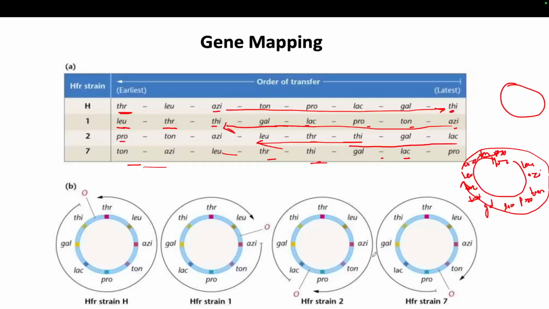If you see here, every strain has threonine, leucine, azi, ton, proline, lac, gal, threonine. So like that you can map every strain: the sequence is the same but the starting point of transfer is different. From there you can identify the sequence of these genes.